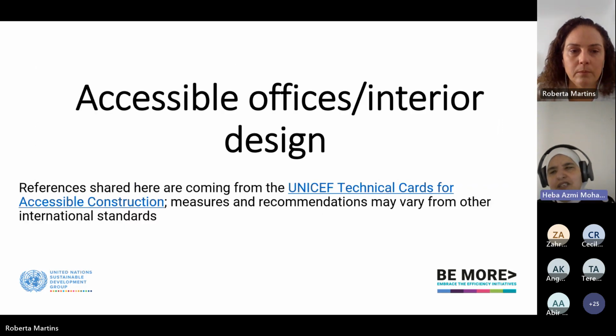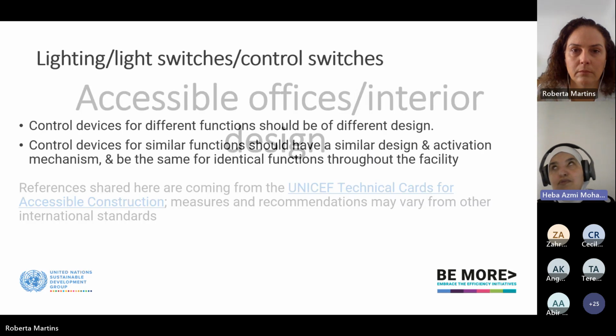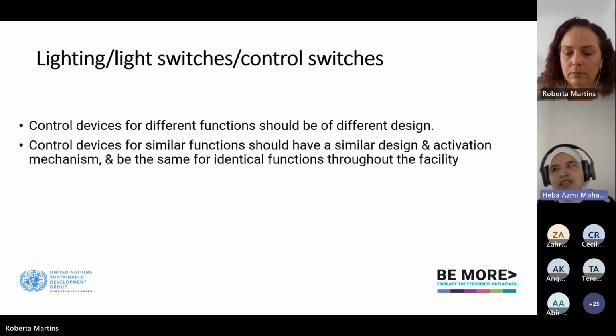So the next one is the office indoor environment, which has some physical accessibility measures also, such as lighting, light switching, and control switches. It is important to use the same mechanism to activate control switches that function the same way. So if we have a lot of control switches that have the same function, we have to use the same kind of switch and the same activation mechanism for them.